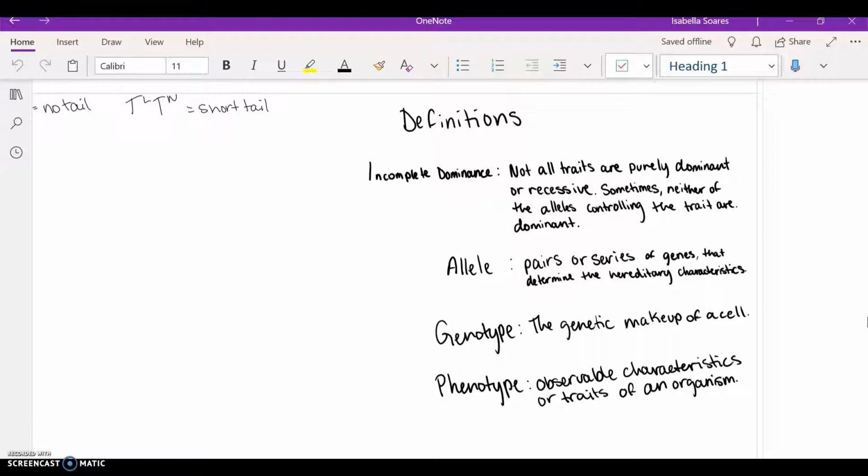Alleles are pairs or series of genes that determine the hereditary characteristics. The genotype is the genetic makeup of a cell, and the phenotype is the observable characteristics or traits of an organism.